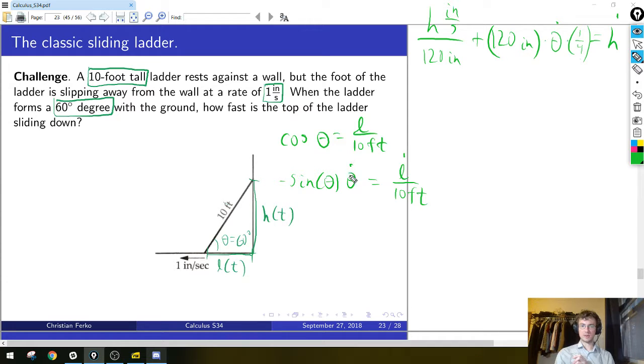I don't know why I just noticed that, but anyway, coming back to the equation at hand: when we plug in the time in question, when the angle is 60 degrees and when L dot is 1 inch per second, what does the equation that you've just given me reduce to in that case?